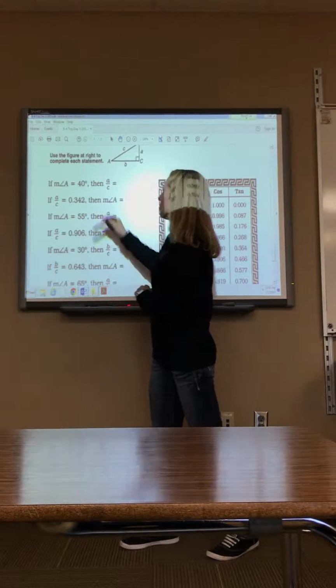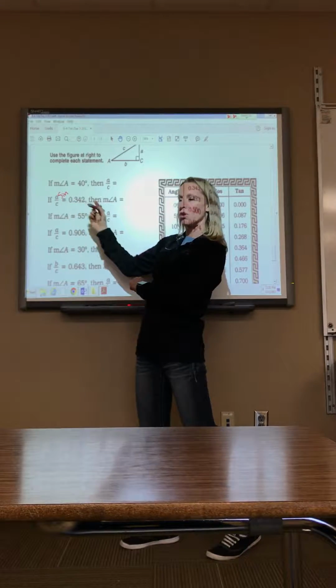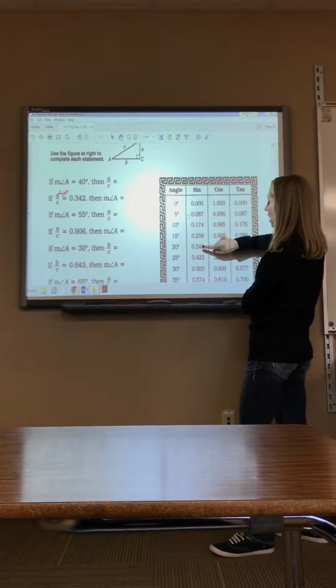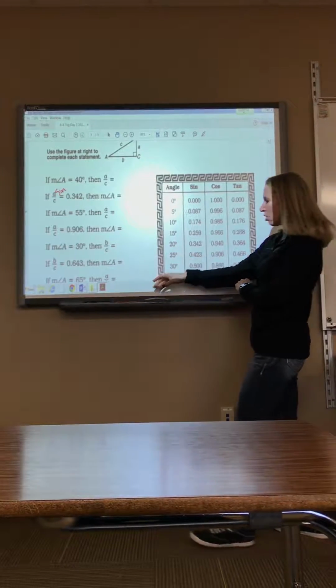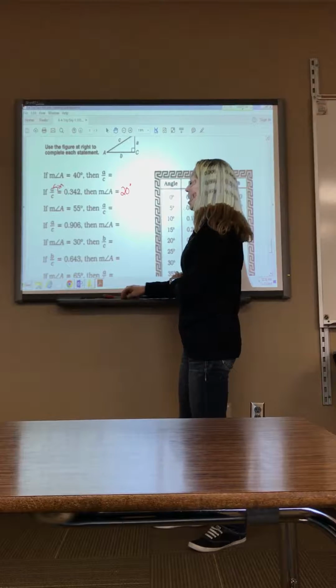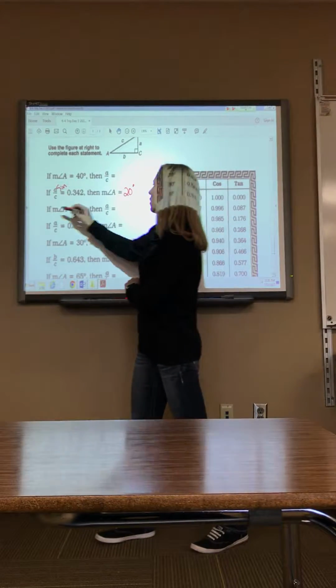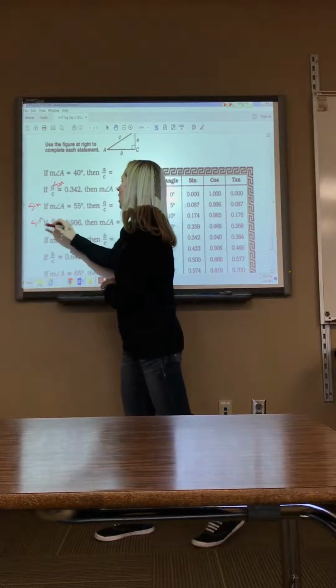So the next one is another A over C. So I know that that has to be sine again, but now I'm going to locate 0.342. So I'm looking at sine. 0.342 is 20 degrees. So I know angle A is 20 degrees. This is another A over C, so it's a sine again. So this one you sine, this one you sine.